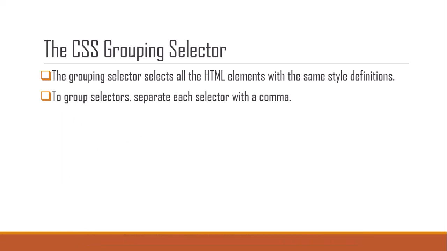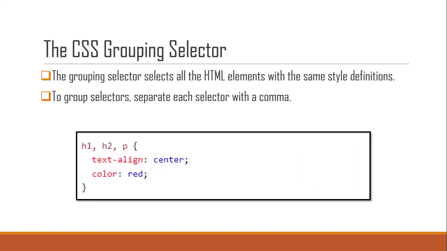When we have a number of elements, we use group selectors. The grouping selector selects all HTML elements with the same style definitions. The group selectors separate each selector with a comma. For example, we have an H1 element, H2, and a paragraph element. All these elements have a text alignment property and a color with red value. So in order to group selectors, we can use the H1 element name, separated by commas. Then the declaration section continues.